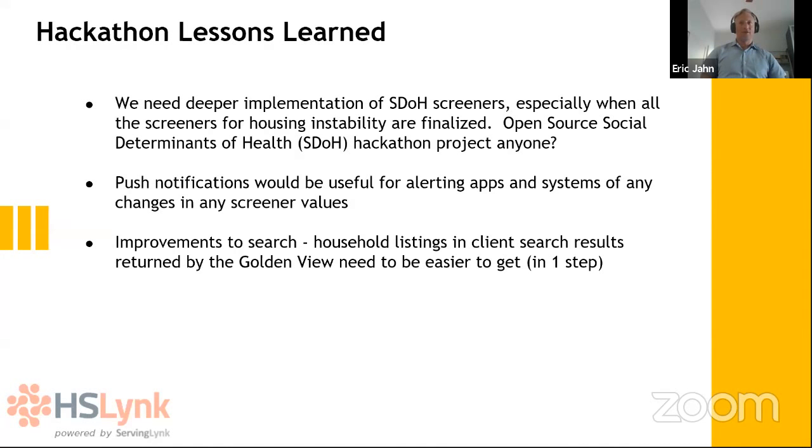We would like to have push notifications in the hackathon, in the Interopathon. The apps would have to request information from HS Link at intervals. It'd be better if they just subscribe to get those notifications, and then when the social determinant screener was triggered, or a new data element or new data value was received by this platform, it would push it to the apps that would handle it when it arrives.